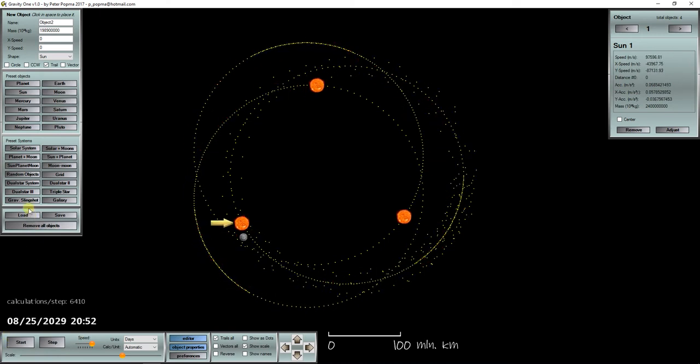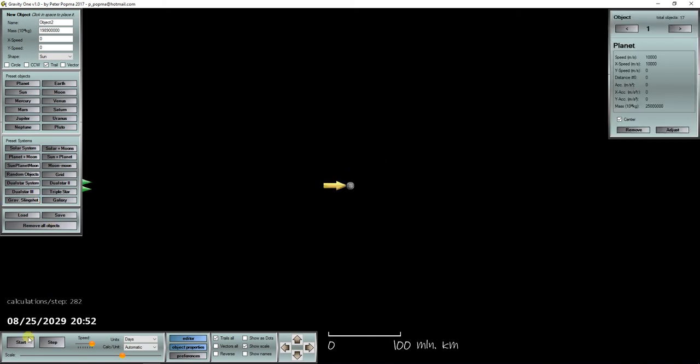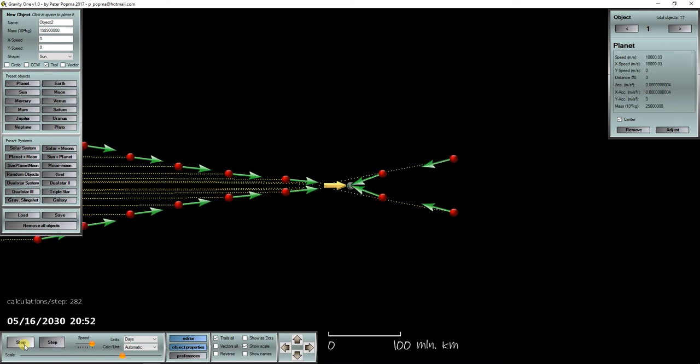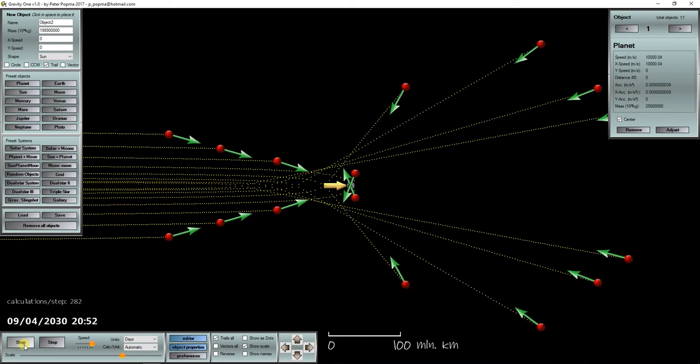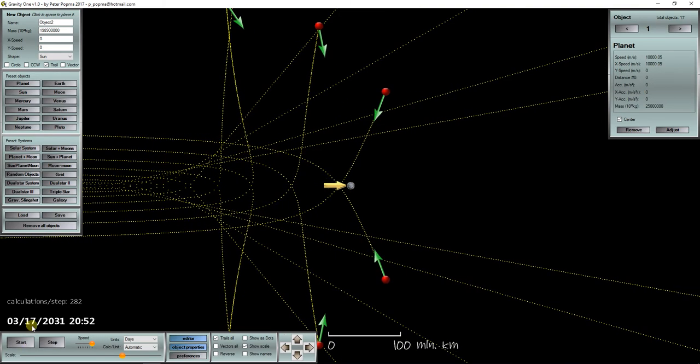And next one is gravitational slingshot. This is a moving planet, and these objects are moving towards it and are accelerated because of the force of gravity of the planet. This phenomenon is also used by spaceships when they travel to faraway planets and they want to obtain extra speed.